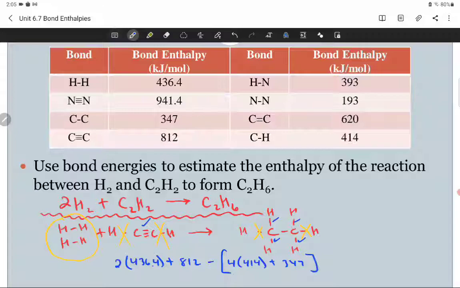Okay, so again, we have the negative in there because bonds formed release energy. And then over on this side, we have a positive. I know I didn't write that down. You don't need to. And those are all energy absorbed because those are bonds broken. So you add them up, and that's going to be your answer.